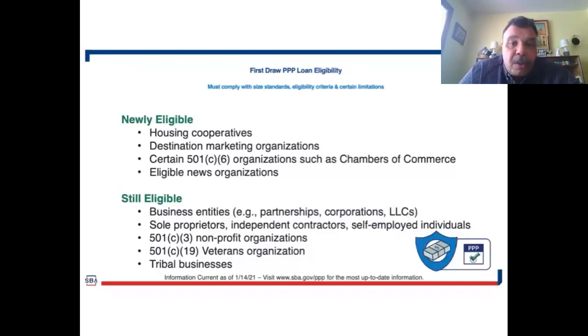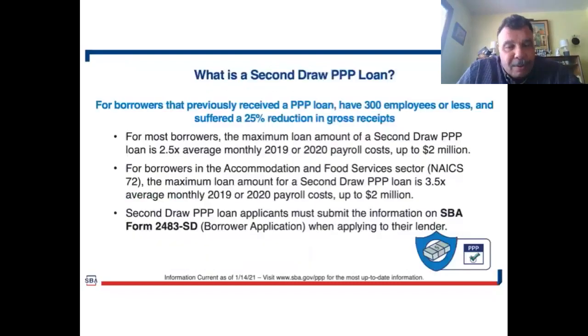The folks that are still eligible are your regular business entities, your sole props, tribal businesses, veteran organizations, your traditional 501(c)(3)s, including the faith-based folks. Can we get to the next page, please? I'm sorry, I was looking at the notes.